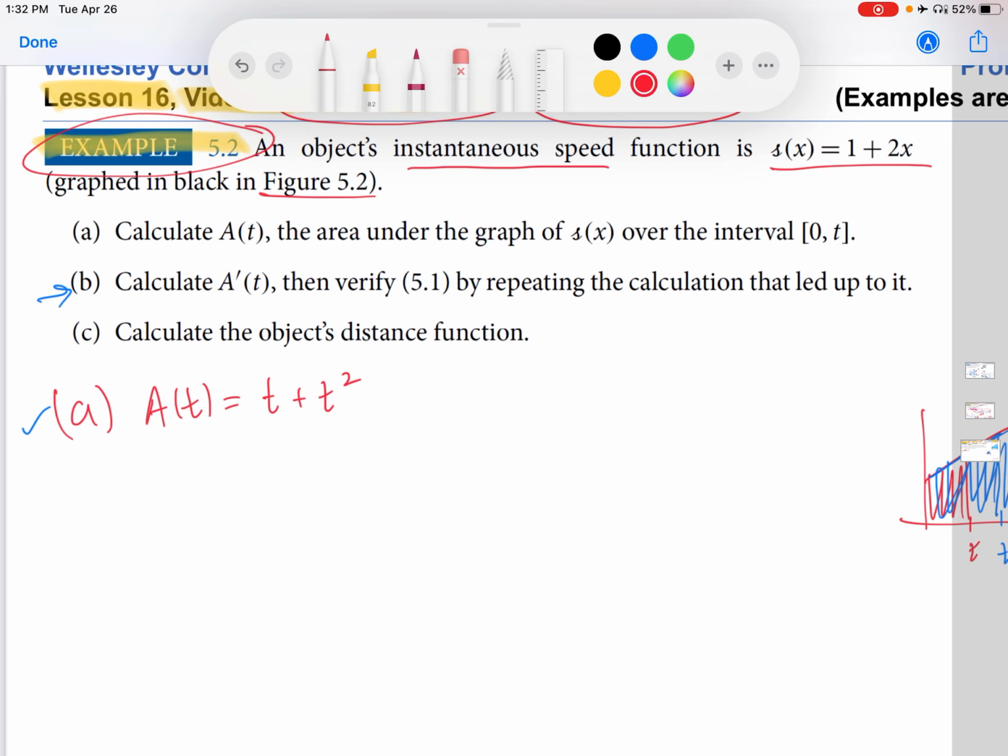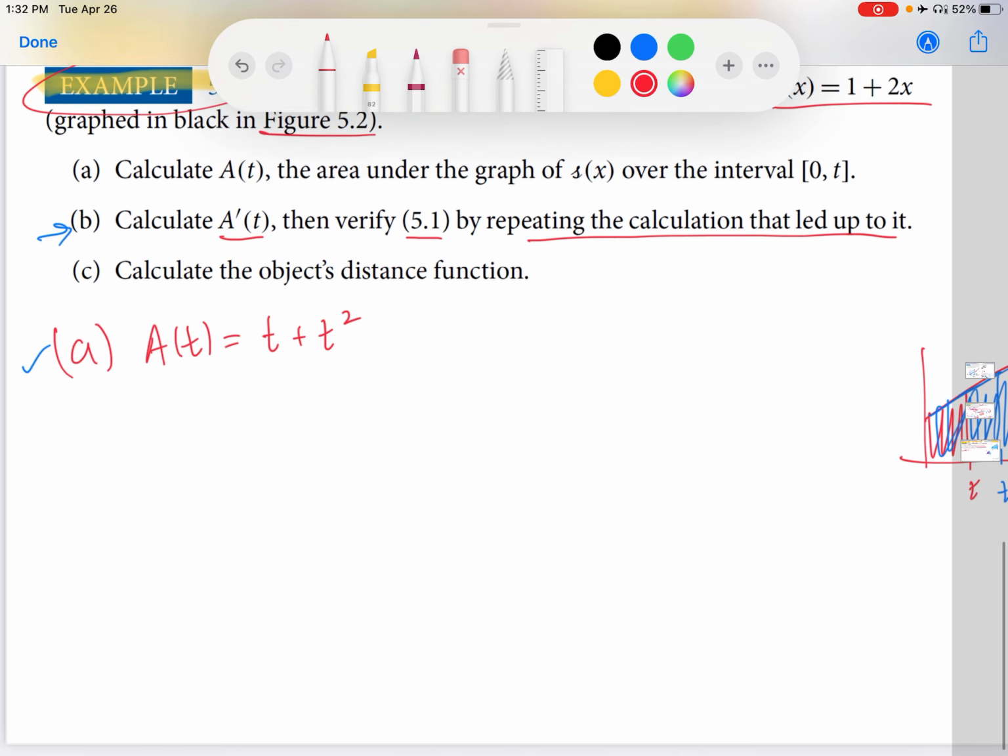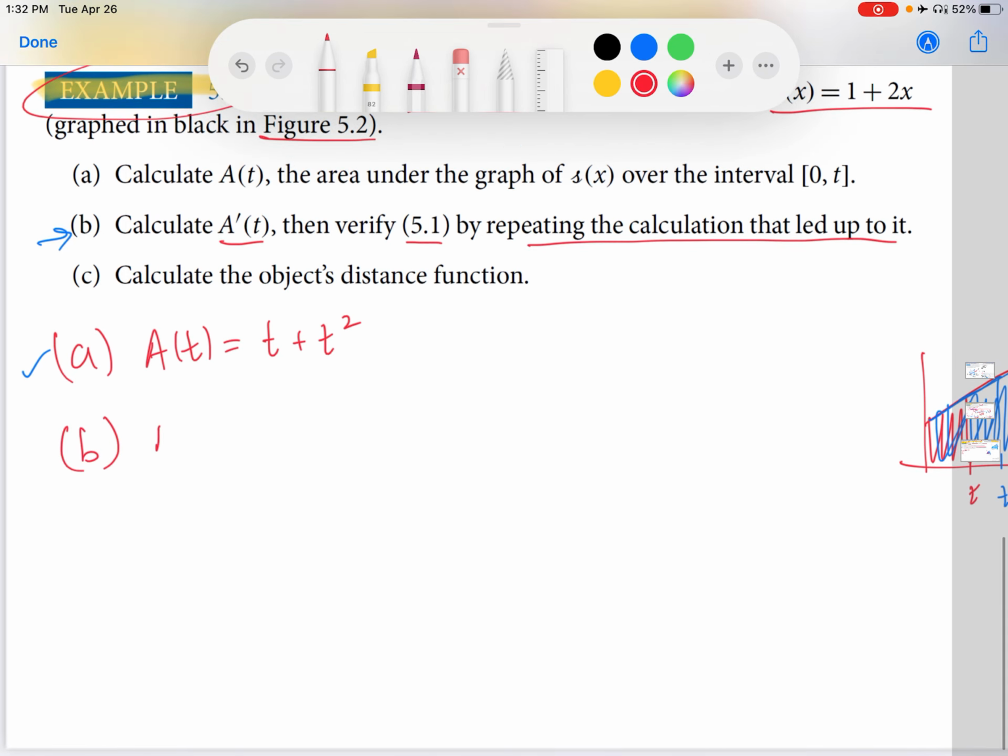Let's look at part B. So calculate A prime of t, and then verify 5.1 by repeating the calculation that led up to it. Okay, let's do the part first that we can do fairly quickly and easily. Calculate the derivative. So this is a sum of power functions, so I'll differentiate it using the power rule. Derivative of t is 1. The derivative of t squared is 2t. So 1 plus 2t, right? That's A prime of t.